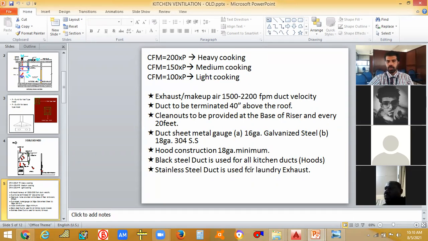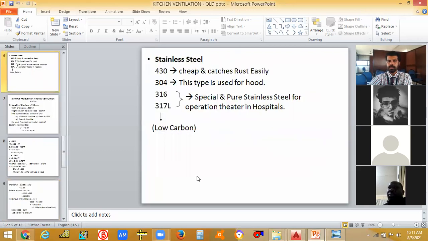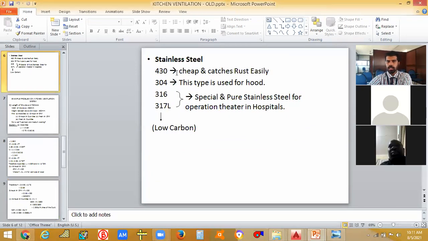Stainless steel duct is used for laundry exhaust, because moisture is present there. So in order to prevent rusting or corrosion, we have to use stainless steel duct. Yesterday we discussed the different categories of stainless steel: 430, 304, 316, 317. The 304 type is mainly used for hoods.